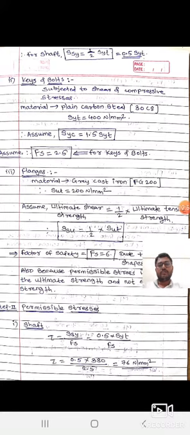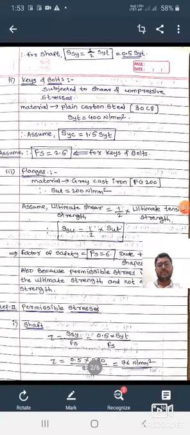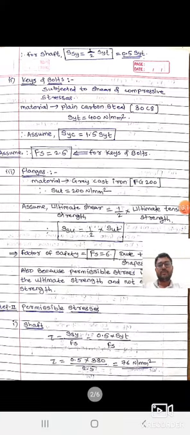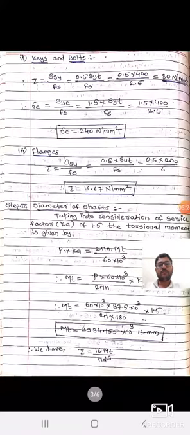Step second, permissible stresses. To find permissible stresses for the shaft, we know that shear stress tau equal to SSY upon factor of safety. We know that SSY, yield strength in shear, is equal to 0.5 times the tensile yield strength, upon factor of safety. Here tau equal to 0.5 into tensile yield strength for shaft, 380, upon factor of safety 2.5, that is equal to shear stress 76 Newton per mm square.